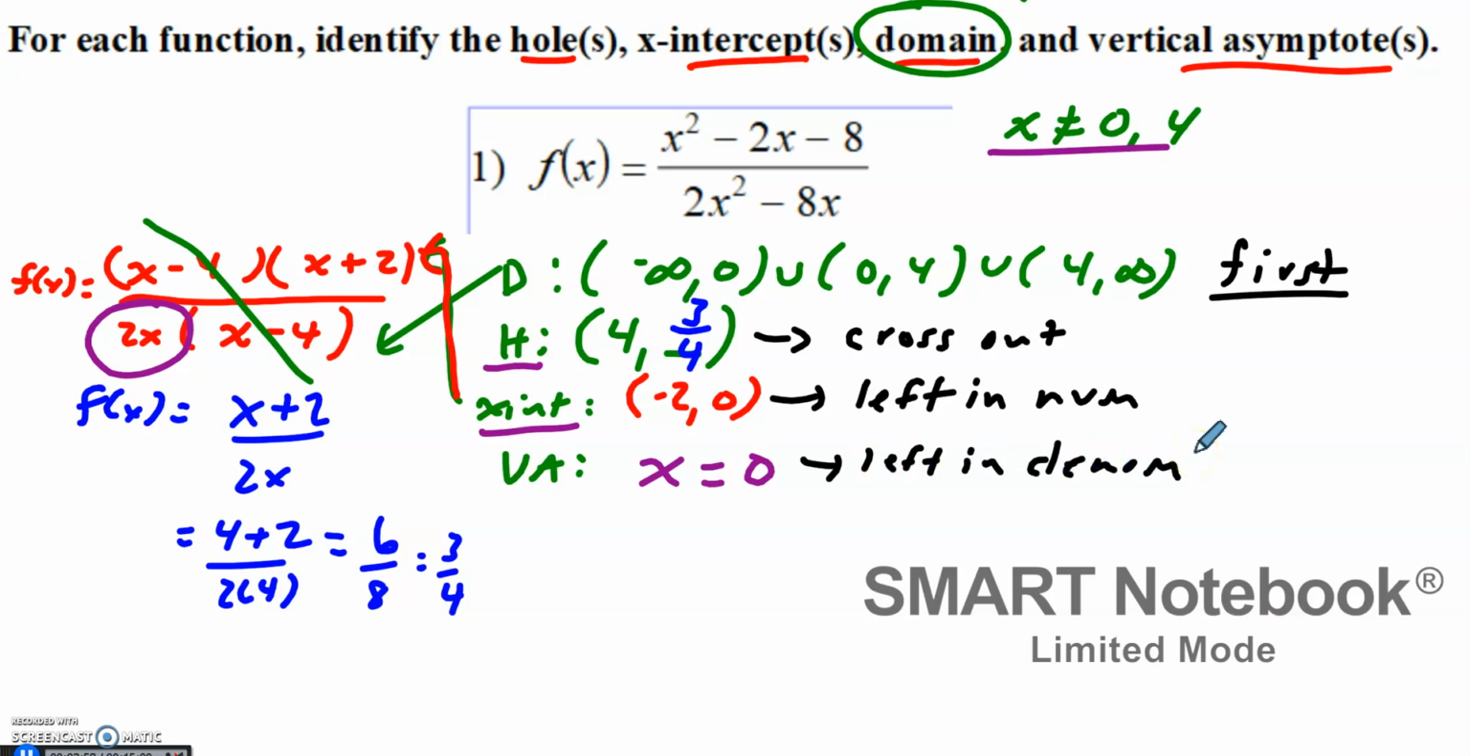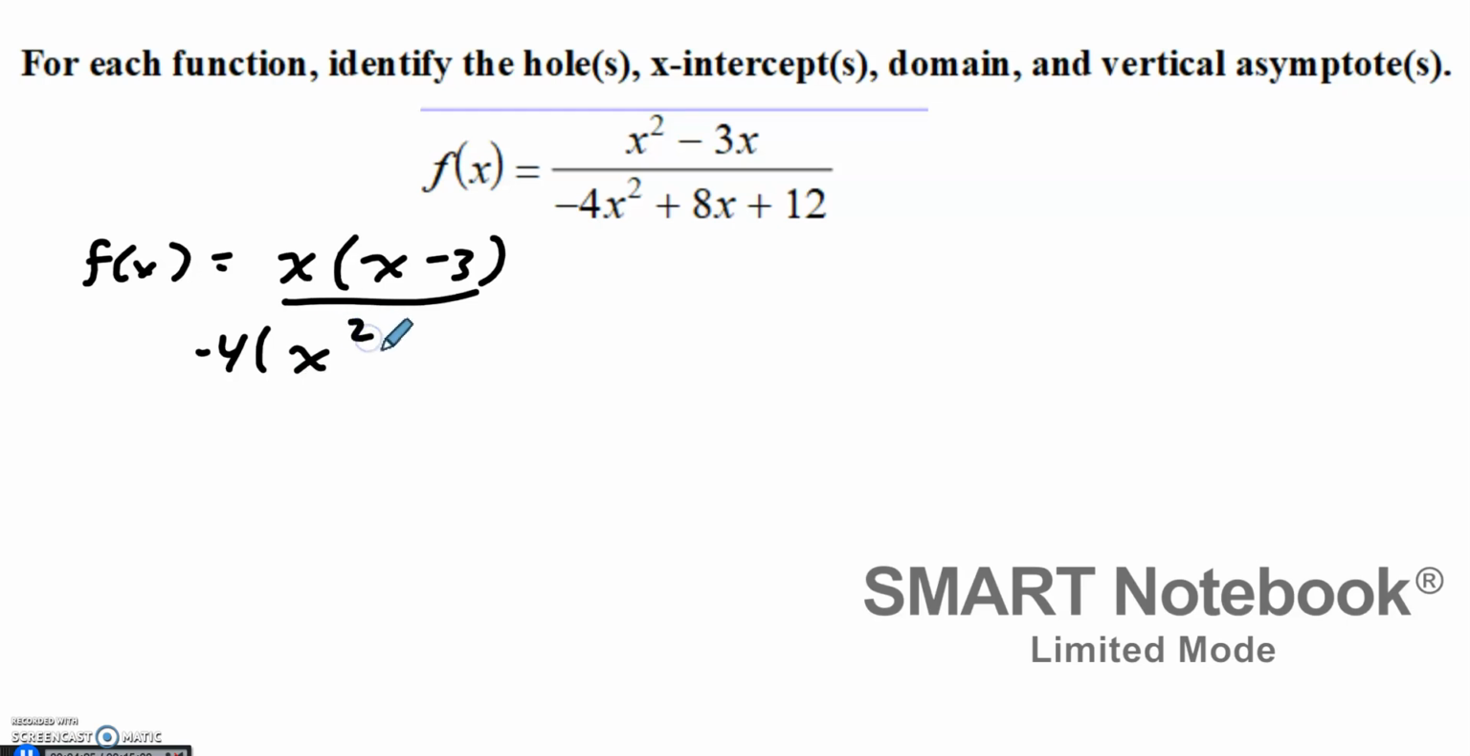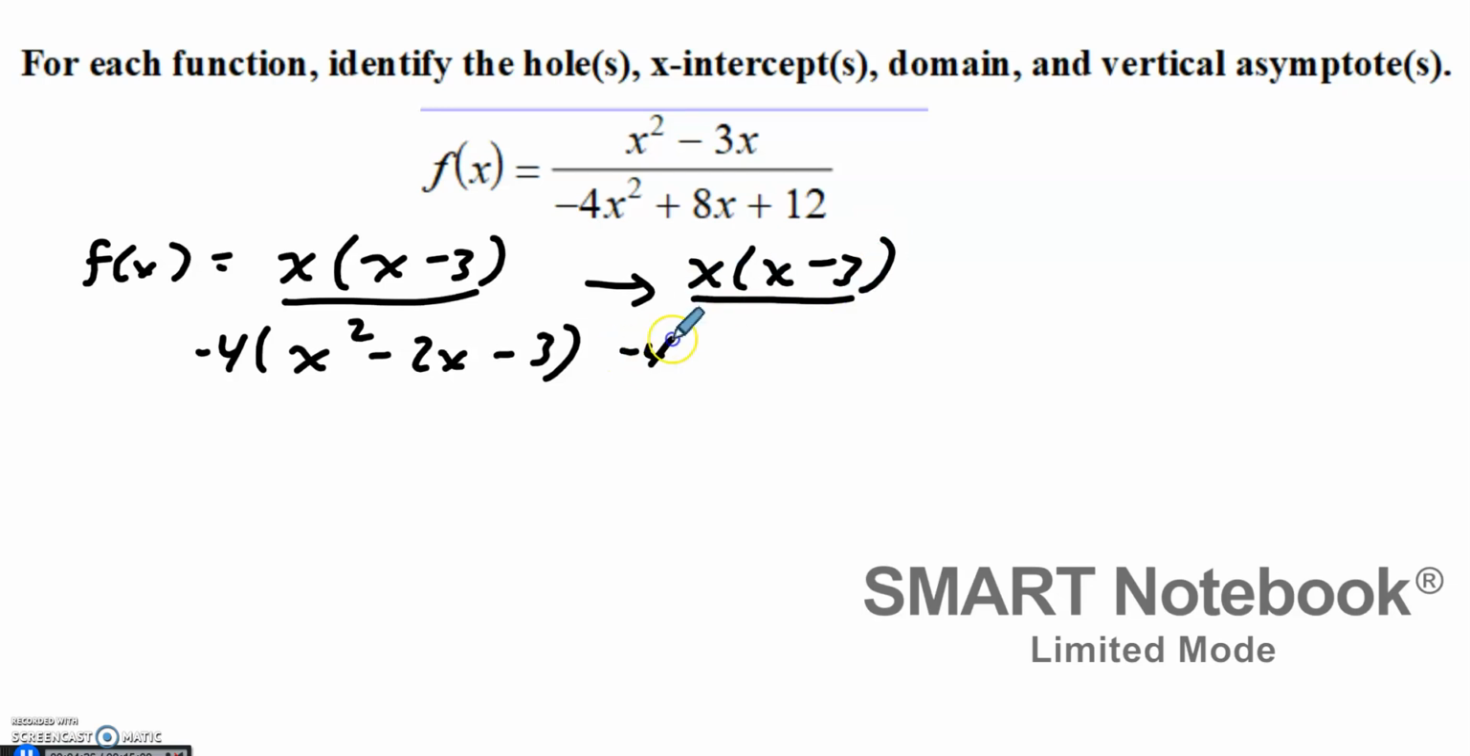Let's take a look at a couple more examples to see if I can make this more clear. If we take a look at the second one, my first goal again is to factor this so we can see things more easily. If I factor the numerator, I can take out a GCF of x. If I look at the denominator, the first thing I can do is take out a GCF of negative 4. I would suggest taking out the negative so that you have a positive leading coefficient when you divide it out. So you'd have x squared minus 2x, remember you're dividing by negative 4, minus 3. So that would be x times (x - 3) on the top, and the bottom would be -4.